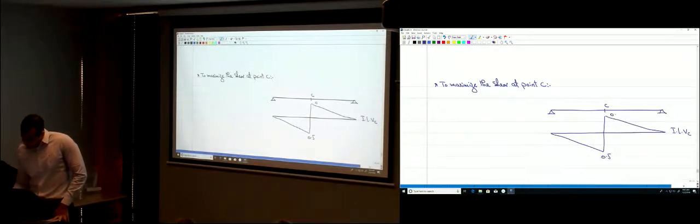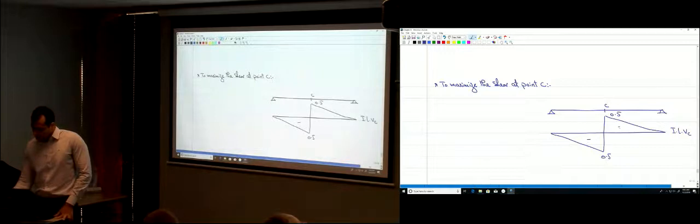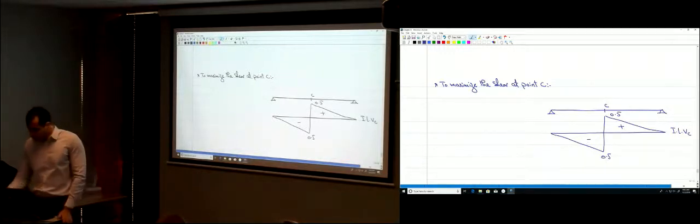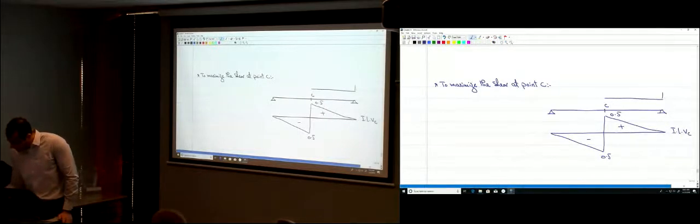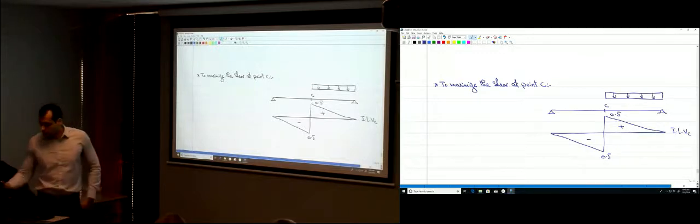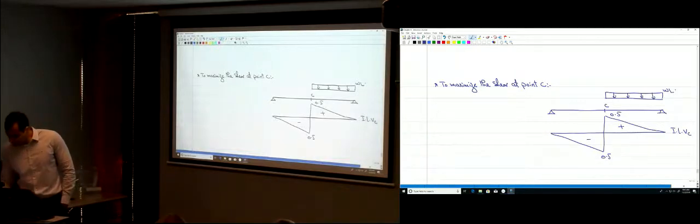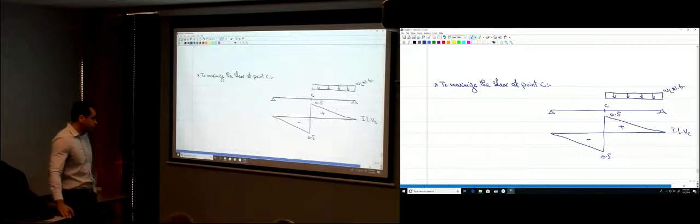0.5 here, and 0.5 here. Negative here and positive here. So to maximize the shear, you have to apply the live load here, on the positive area of the influence line. So I'm just going to apply my live load here. Not only the live load, it's the live load multiplied by 1.6, the load factor.